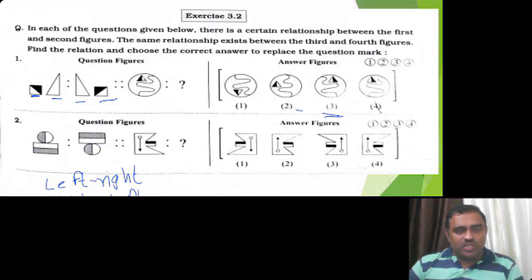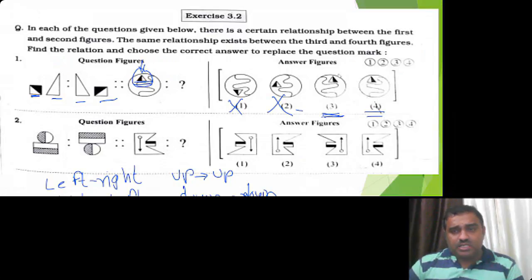Only this triangle is to the left side. Now it will appear to the right side. And it will be up only. See, in mirror image, up remains up, down remains down. So triangle should be at up only. It is here at down, so this is cancelled. It is in the middle, so this is also cancelled. Now we have only options number 3 and 4 left.